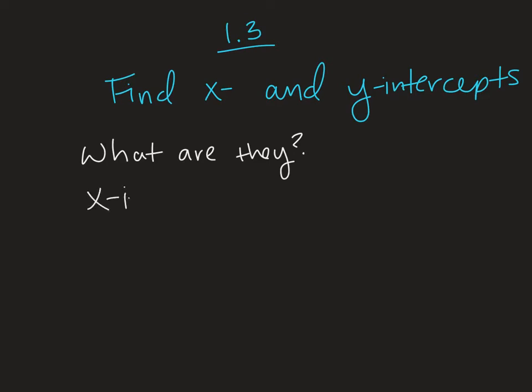So an x-intercept is when y equals 0, and a y-intercept is when x equals 0. We use this idea algebraically, but we can find intercepts just visually if we have a graph, like in this next example.